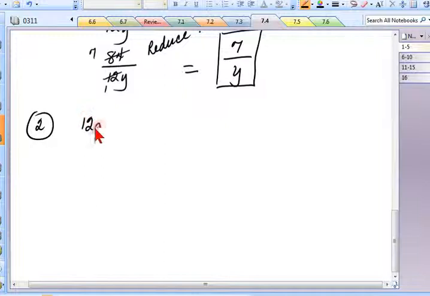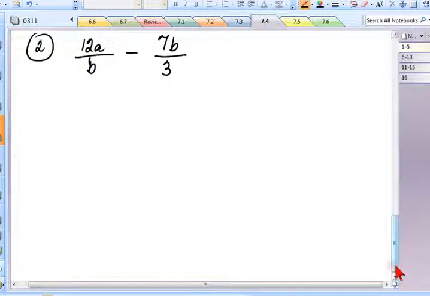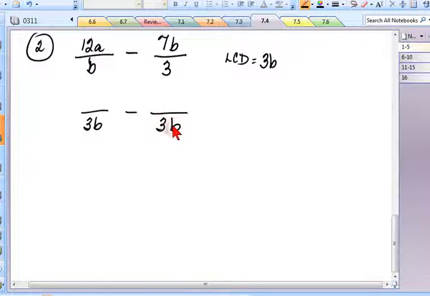I have 12a over b minus 7b over 3. The first thing I need to do is find the least common denominator. What will the LCD be? I heard somebody say it. I need a 3 and I need a b. It's 3b. You need one of every different kind of factor, and there are no exponents here. So for the first fraction, I need a 3b, and for the second fraction, I need a 3b.